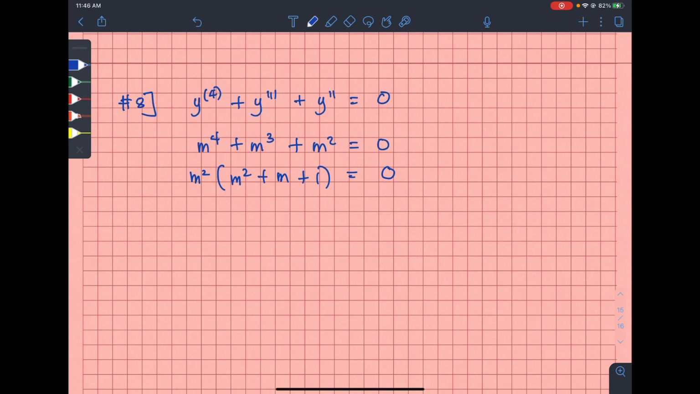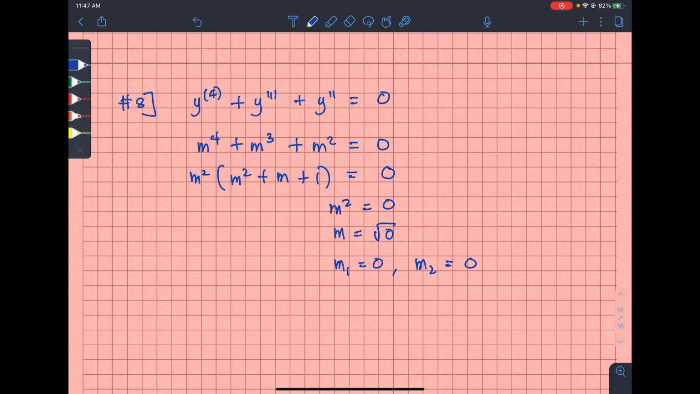So from here, we will have m squared which is 0. So therefore, m would be the square root of 0. I'm sorry, it's still 0. So m1 is 0 and m2 is 0 as well.